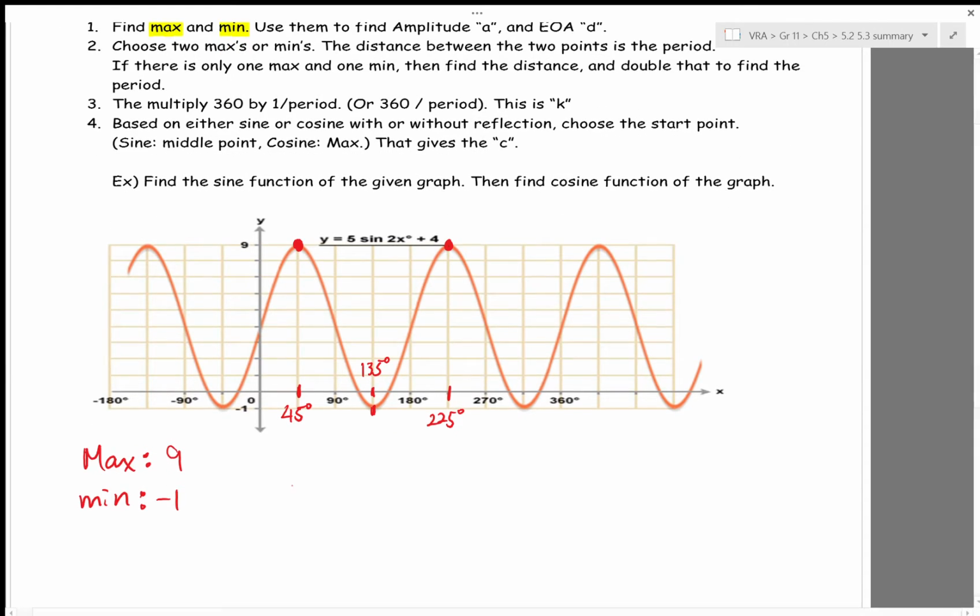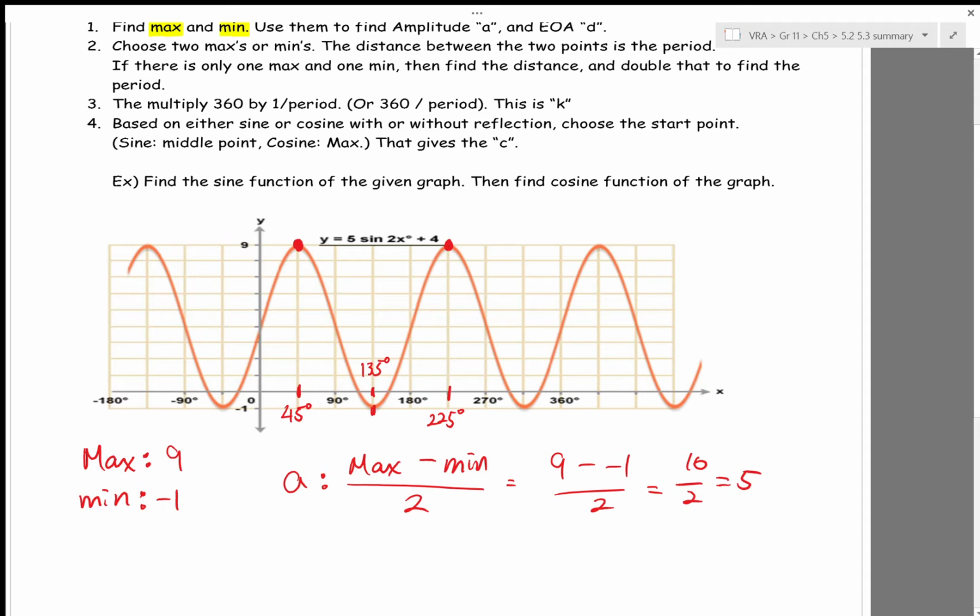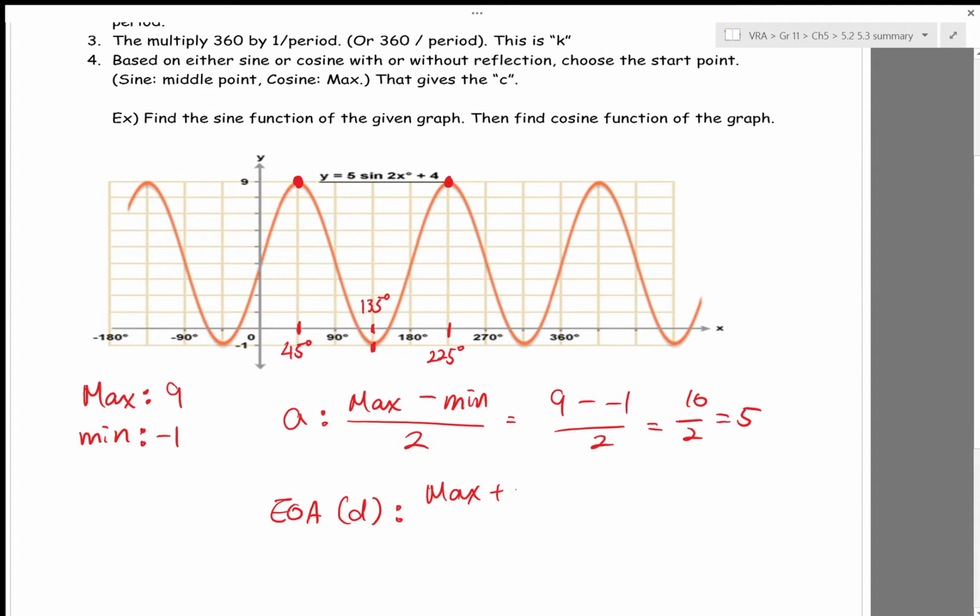Now using this, the amplitude, as I said before in 5.1, is the max minus min divided by 2. So in this case it will be 9 minus -1 over 2, and that gives me 10/2. So my amplitude is 5, okay? And my D value, the equation of the axis, I will just put a D in the brackets, is then max plus min divided by 2. And that gives me 9 plus -1 over 2, that is 8/2, so that is 4. So my equation of the axis is 4, and my amplitude is 5.